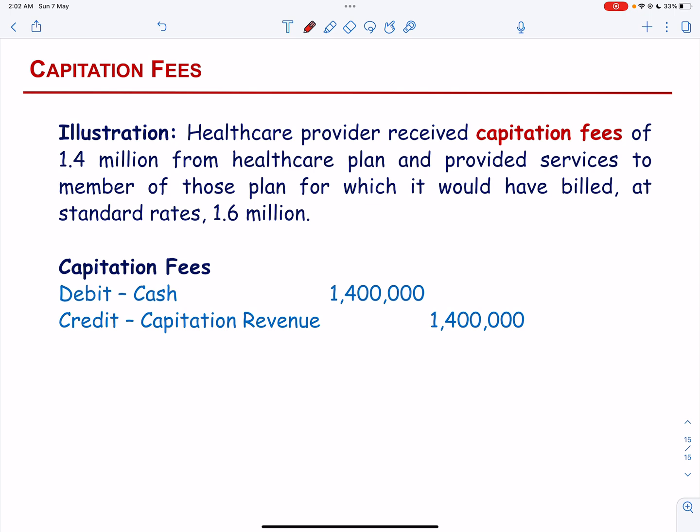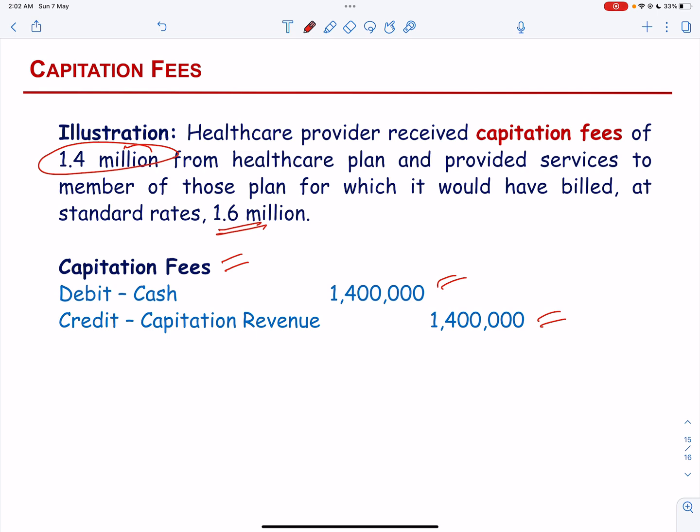Next, let us take one more example on capitation. Now, healthcare providers received capitation fees of 1.4 million from healthcare plan and provided services to members of those plans for which it would have billed at standard rate of 1.6 million. Now, remember, we are not going to record anything unless the hospital receives the cash, and once cash is received, we will record it as a capitation fees. So to record capitation fees, we are going to debit cash 1.4 million and credit the capitation revenue 1.4 million.